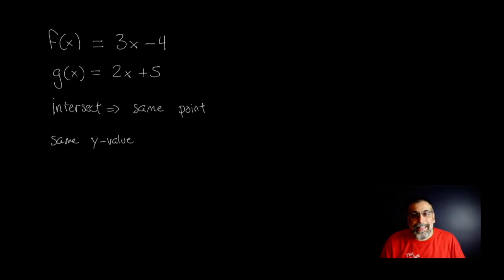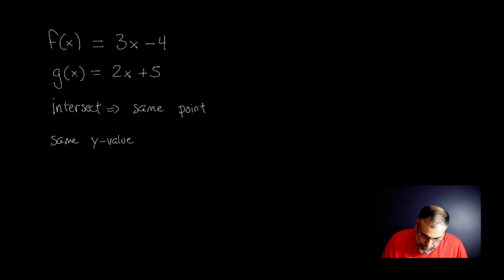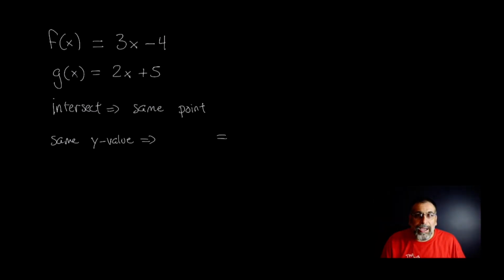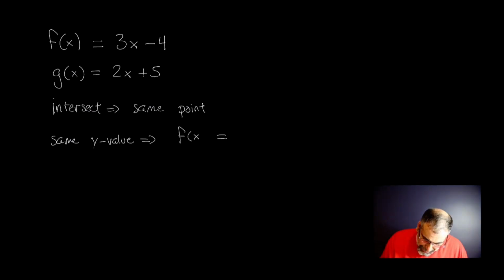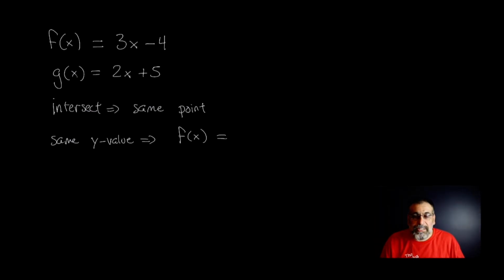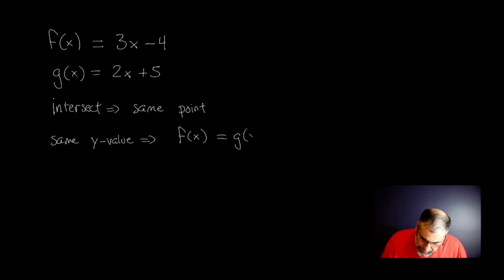Now, how do we take that phrase in English and change it to mathematics? Remember, the language of love, mathematics. So what I'm going to do is focus on that word same. The word same is going to be equals. And now what are the y values for these two functions? Well, the first y value is denoted by f of x. Remember, f of x is the same as y. That's the output for the first function. The second y value is given by g of x.